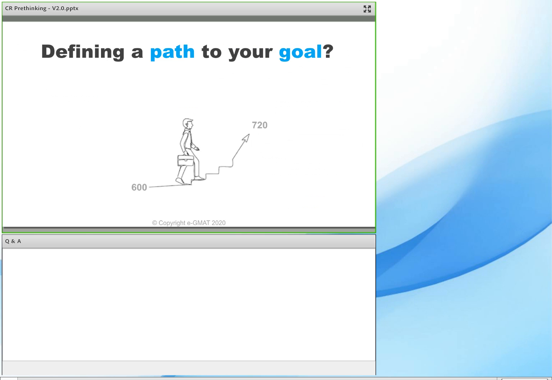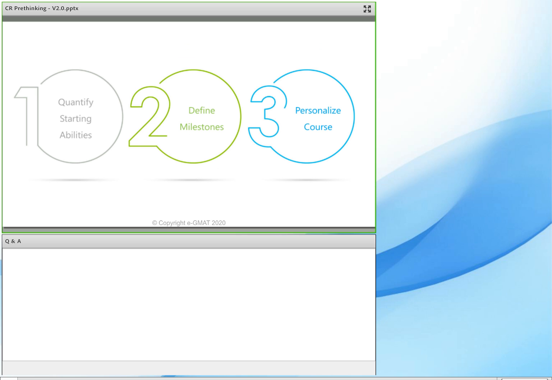Okay, so with that, let's build that study plan. I'm going to take an example of a student who starts at a score of 600 and plans to get to a 720 or so. The first thing you've got to do is figure out where you stand. A lot of people look at that score of 600 as a singular entity.